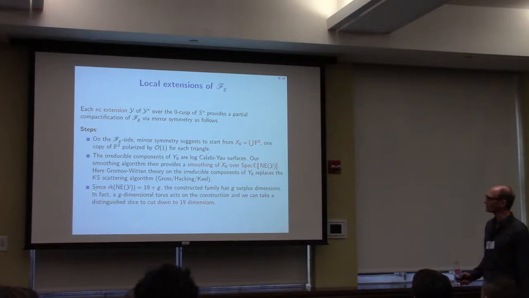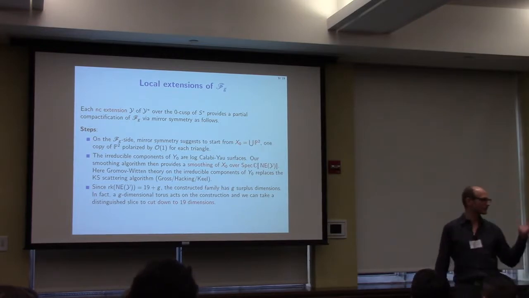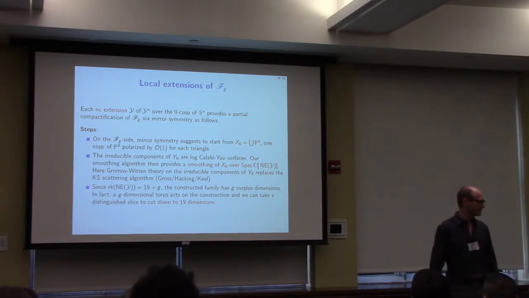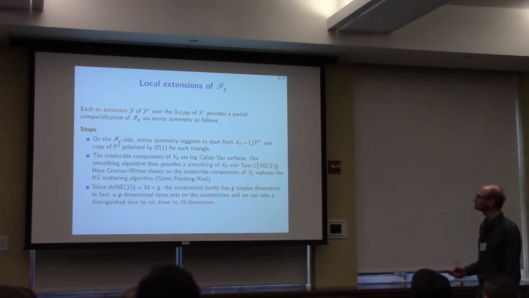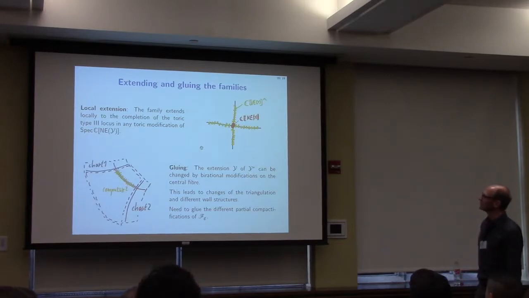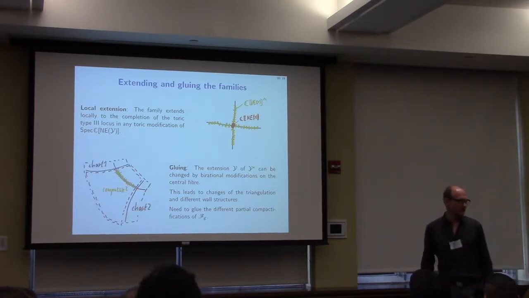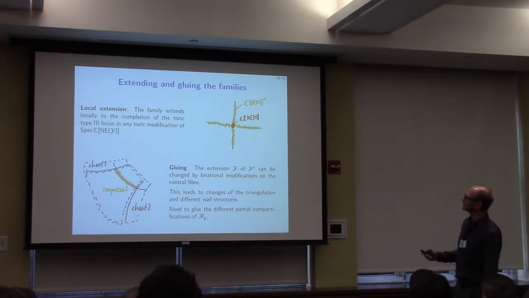But fortunately, there's also a g-dimensional torus acting on the thing, and there's some miraculous process that gives us a distinguished slice that I don't want to comment on. So we can cut down to 19 dimensions. Now it gets subtle. What we have is formal families. Let's ignore the difference between 19 and 19 plus g, but at a point, take the formal neighborhood of a point.